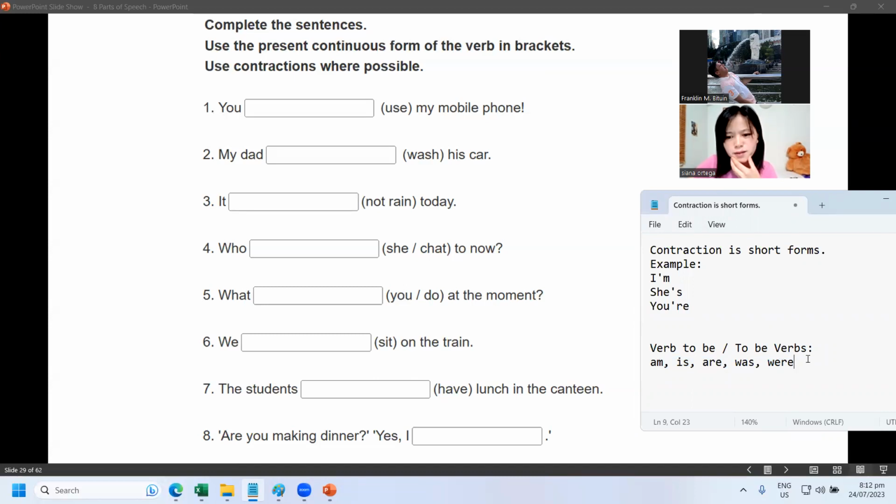Okay? Example number one. You're using my mobile phone. That's why there's an exclamation point. See? You're using. So that's a contraction. Using, because you will use the verb in the bracket. See? Okay, I got it. Okay, there. Number two. So my dad is washing his car. That's correct. Okay, very good.